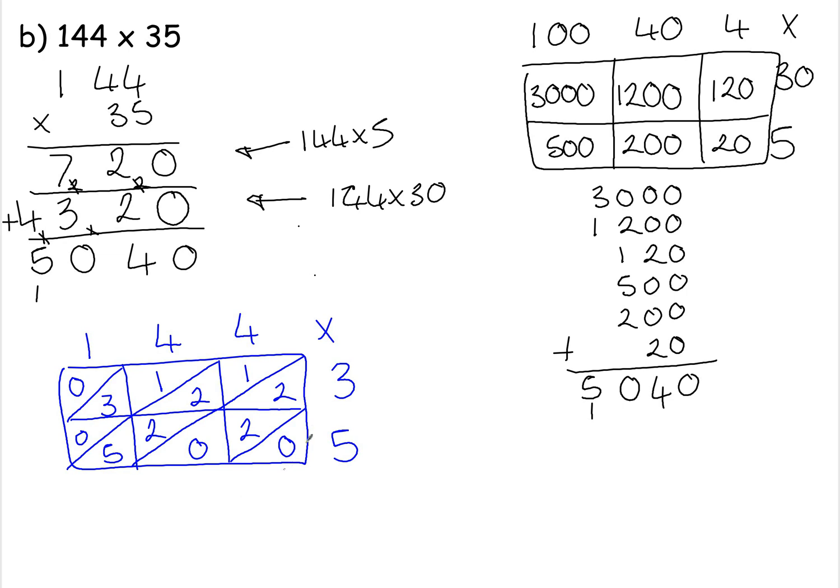Then we add as we go down the diagonals. That's 0. 2 add 2 add 0 is 4. 1 add 2 is 3. Add 2 is 5. Add 5 is 10. 0. Remember that any remainder goes into the next diagonal. 1 add 3 add 0 add 1 is 5. Same answer. 5040.